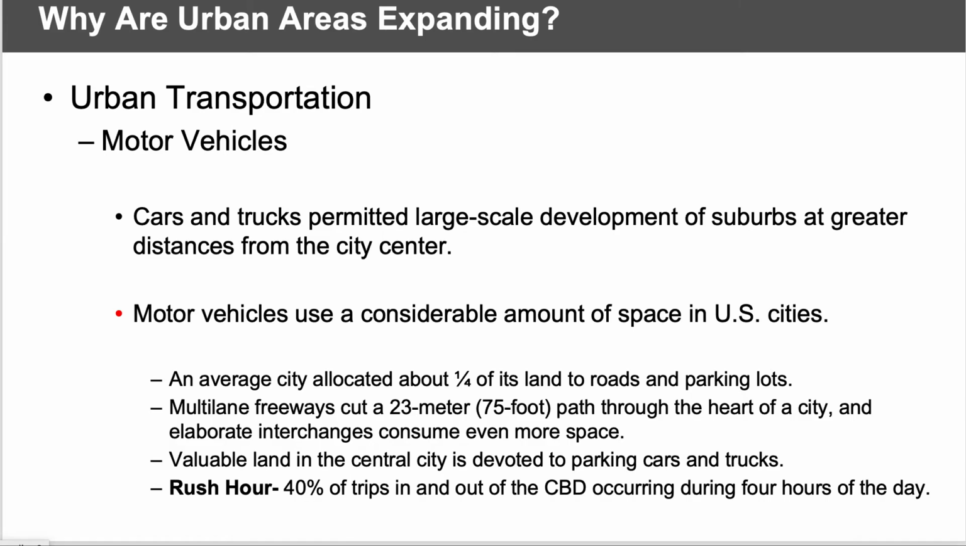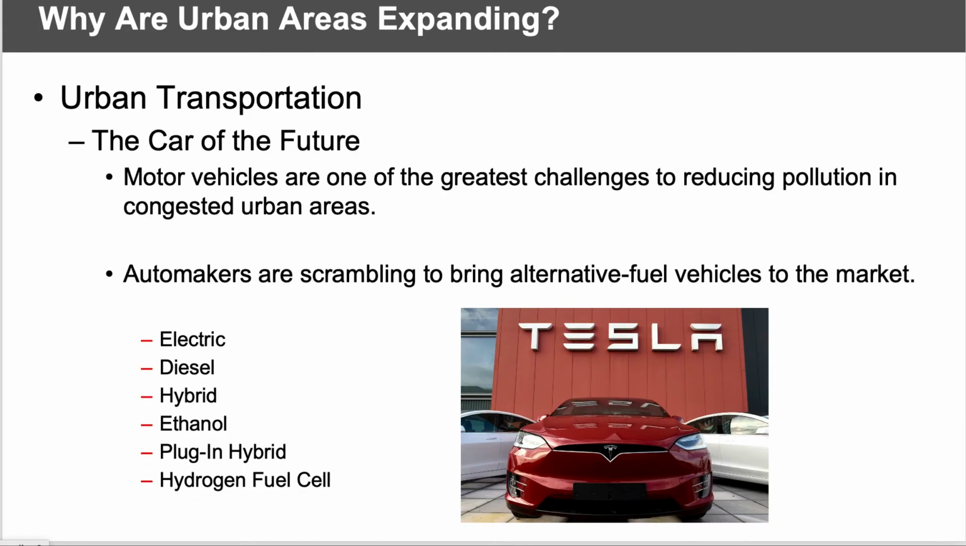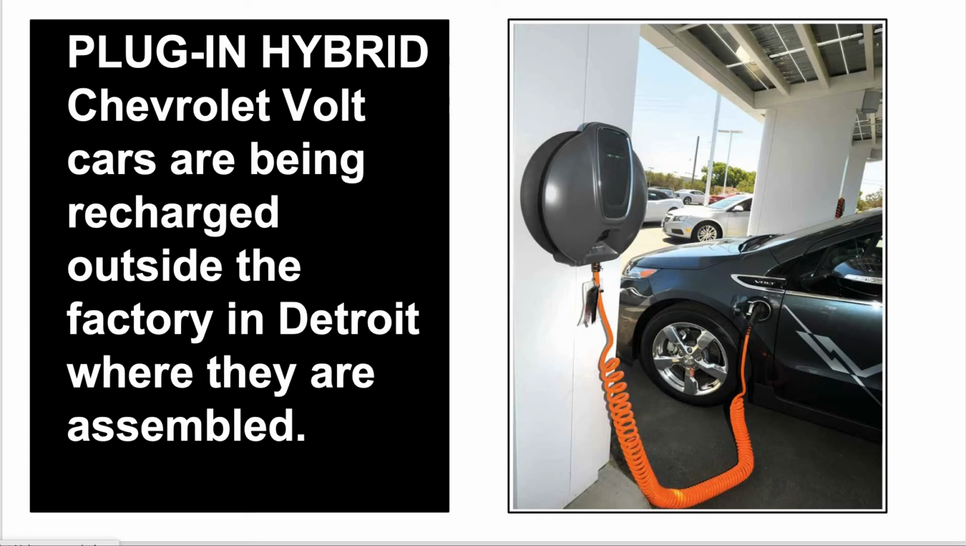Rush hour, you've all heard of that. 40% of trips in and out of the CBD occur during 4 hours of the day, 2 hours in the morning and 2 in the evening. The car of the future. Motor vehicles are one of the greatest challenges to reducing pollution in urban areas. So automakers are scrambling to bring alternative fuel vehicles to the market, like electric, diesel, hybrid, ethanol, plug-in hybrid, and hydrogen fuel cars.